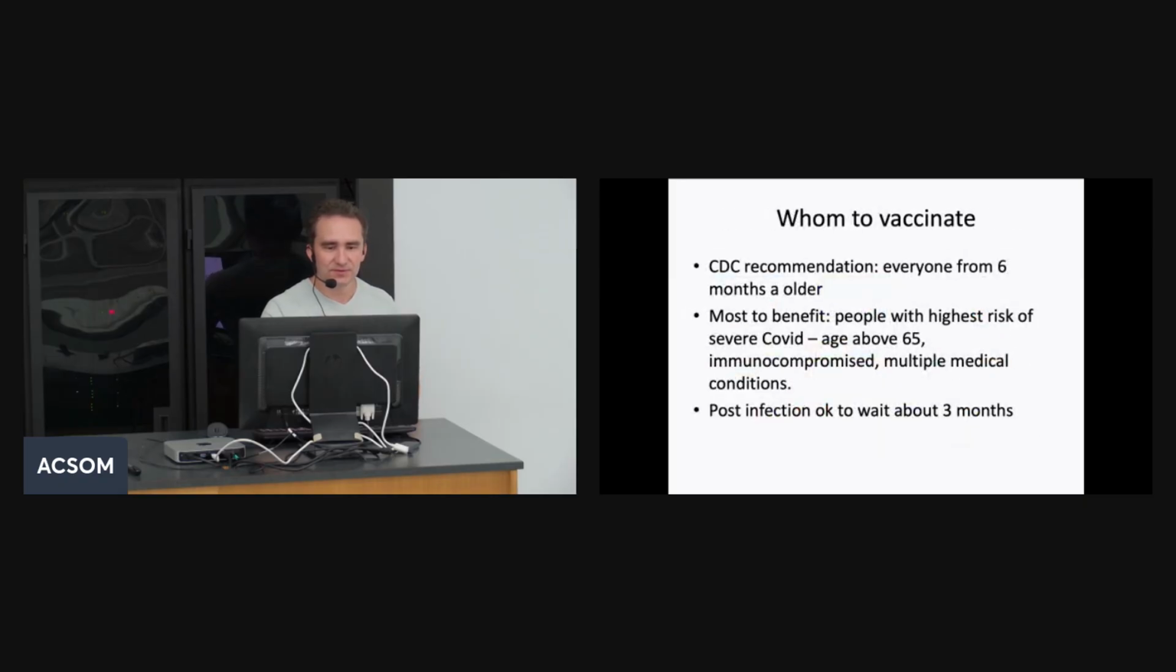So whom to vaccinate? The official recommendation from CDC is everyone from 6 months and older. But the people who would benefit most are the elderly with the highest risk for severe COVID, immunocompromised, and those with multiple medical conditions. If somebody had an infection, it's okay to wait about 3 months because you need to create some immunity against the virus to clear it from your body, right? You have cell immunity, you have B cells, so there is no rush.